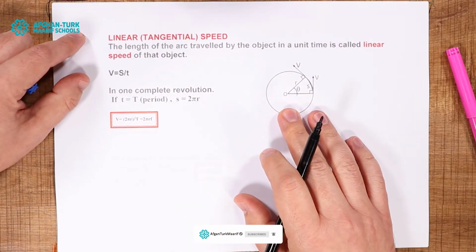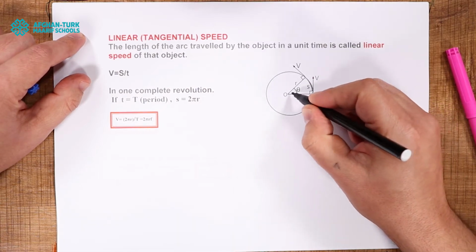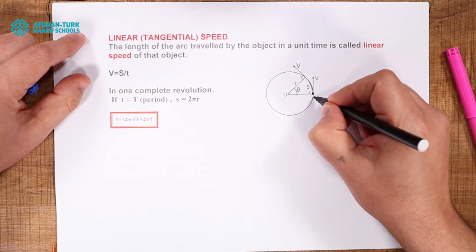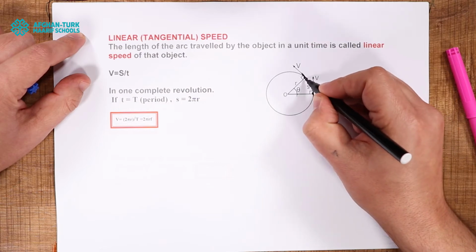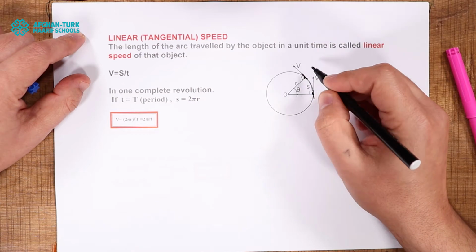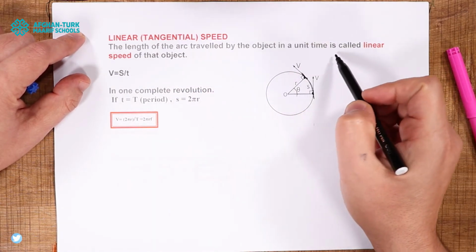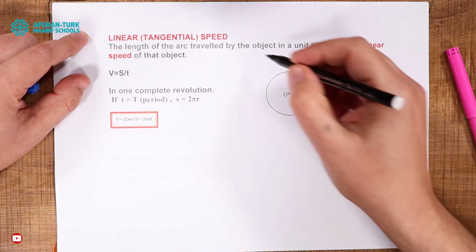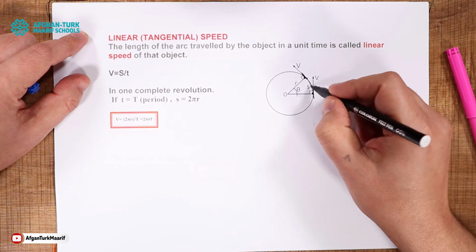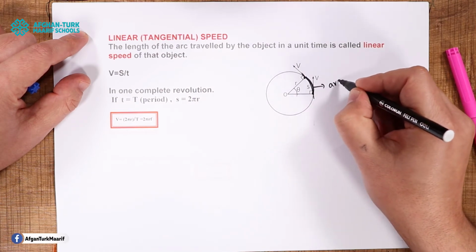Okay, linear or tangential speed. Tangential means touching the circle. Let's suppose this point is called tangent to the circle. Okay, the length of the arc traveled by the object in a unit time is called linear speed. Now, what is the meaning of length of the arc? Like in angular displacement, we know that this path is called an arc.